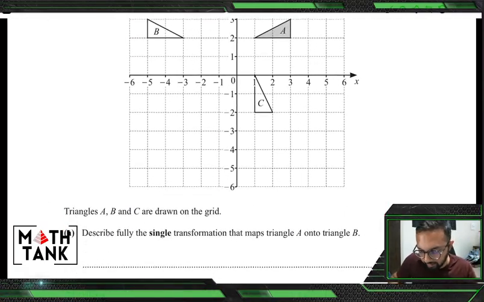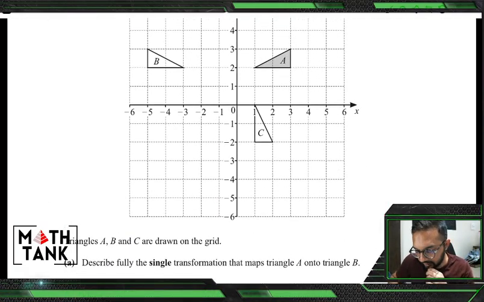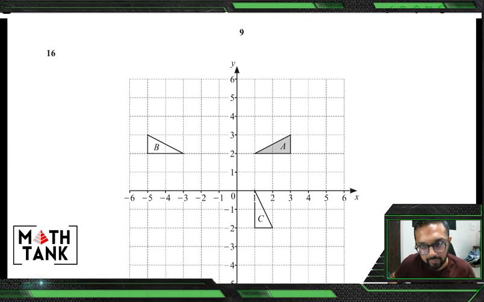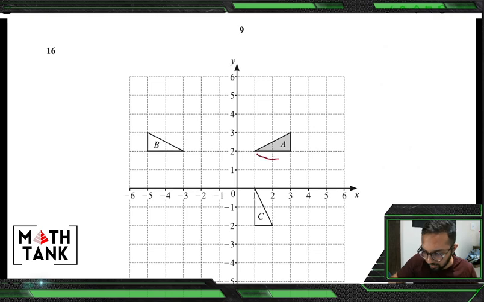Then triangles A, B, C are drawn on the grid. Describe fully the single transformation that maps triangle A onto triangle B. Okay. Again, looks like a reflection. It's inverted like that. What I need to think about is, I can see the orientation has changed. If I was moving from here, I was moving anti-clockwise, and now I'm moving clockwise. So that's a change in orientation.